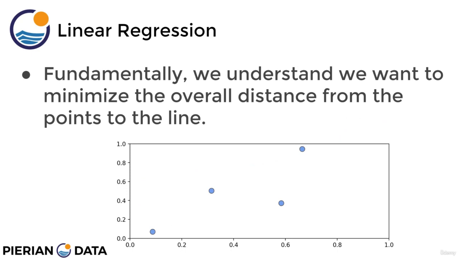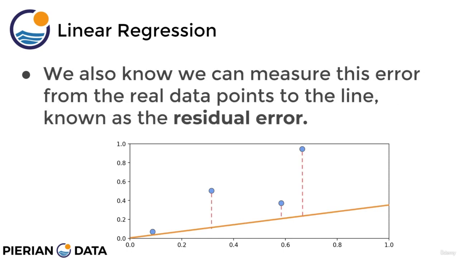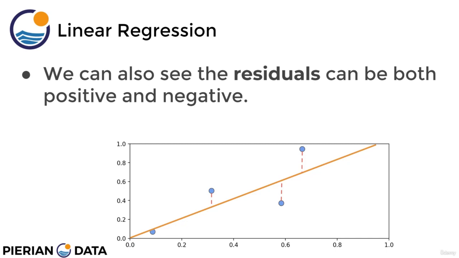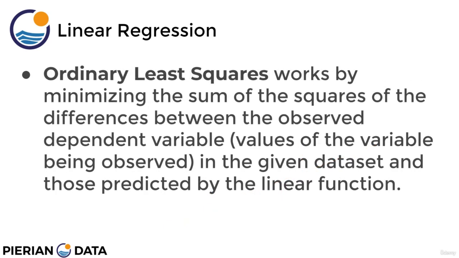Fundamentally, what we do understand is we want to minimize that overall distance from the points to the line. So if I draw my line like this, notice I'm actually quite off the real points. And we can measure this error from the real data points to the line, and it's known as the residual error. So clearly, I want to try to minimize this residual error. So some lines will be better fits than others. And we can also see that residuals can be both positive and negative.